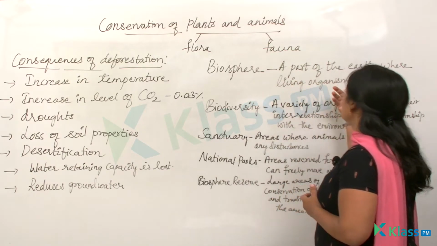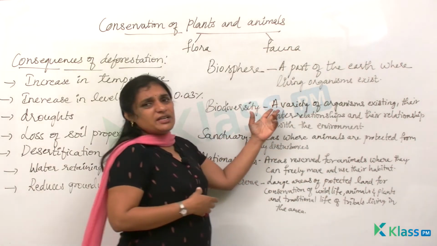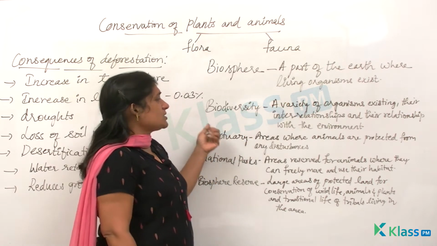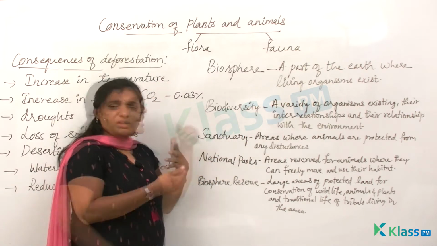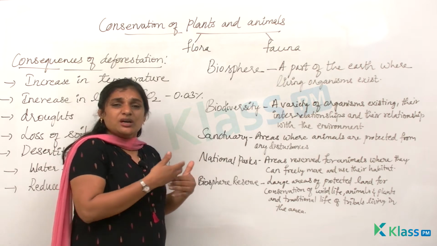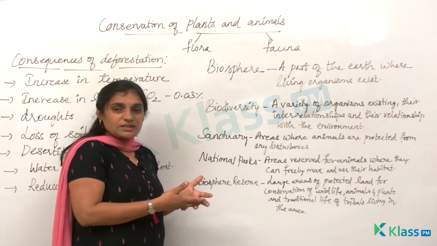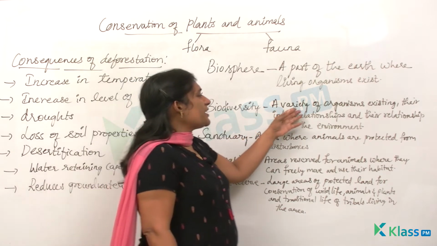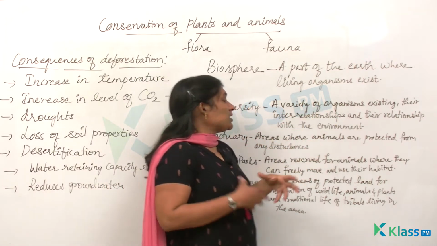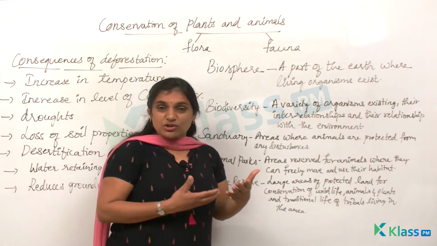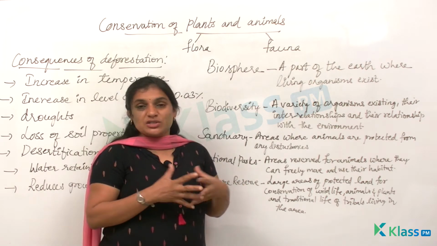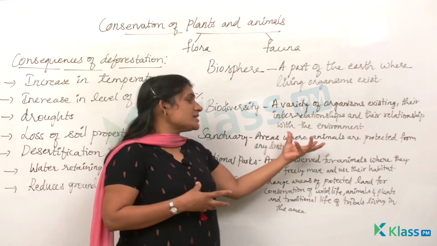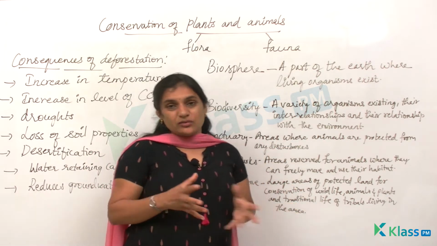So you can see that from this lesson, you need to know a few definitions like biosphere, which is said to be a part of the earth where living organisms exist. And biodiversity, you have often been hearing me pronouncing these words in the lesson. So let me tell you what these are. Biodiversity is a variety of organisms existing, their interrelationship among each other, and at the same time their relationship with the environment. And sanctuaries are areas where animals are protected from any kind of disturbances.